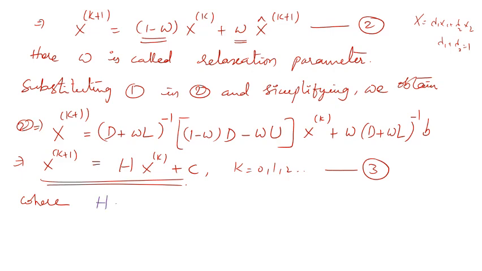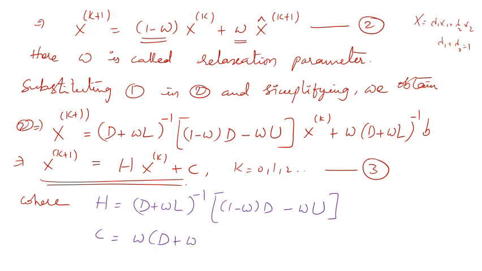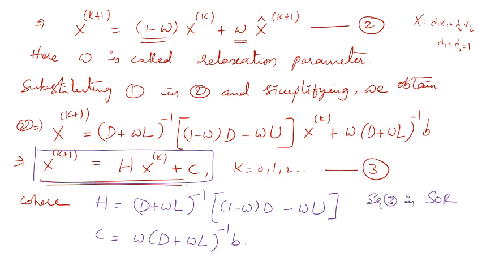You have to remember this, where what is H? Iterative matrix. H is (D plus omega L) whole inverse multiplied by ((1 minus omega) D minus omega U). This is the H matrix. And the c column vector is omega into (D plus omega L) inverse into b. Alternately, you remember this formula: equation 3 is the SOR method in matrix form.